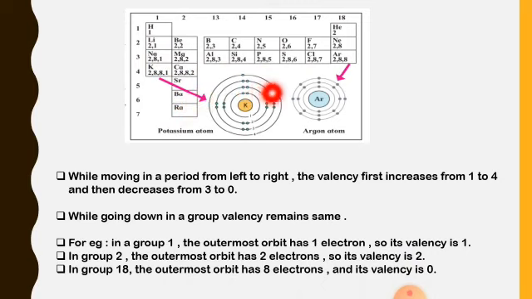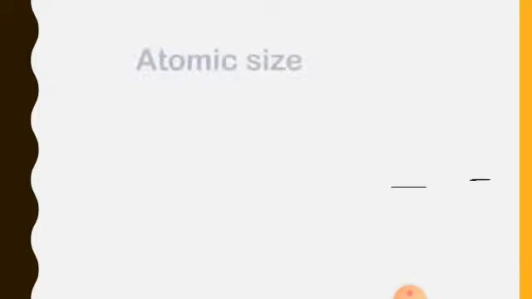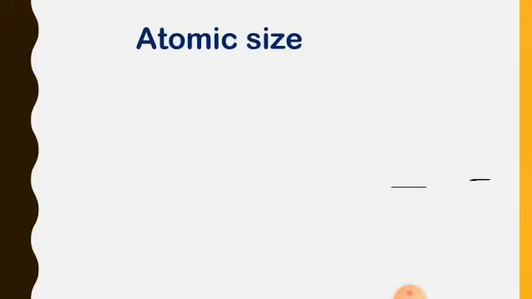But in group 18 the outermost orbit has 8 electrons, so what is the trick? That is 8 minus 8. You have to do 8 minus 8, that means its valency is 0. So this is about valency. You have to just remember the outermost orbit electrons and that trick.